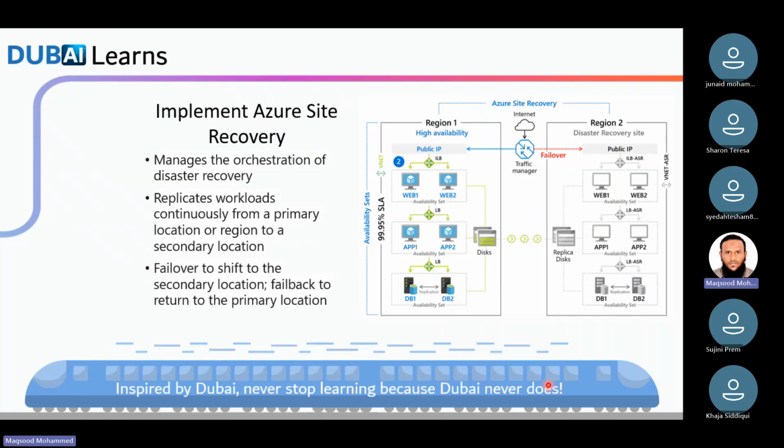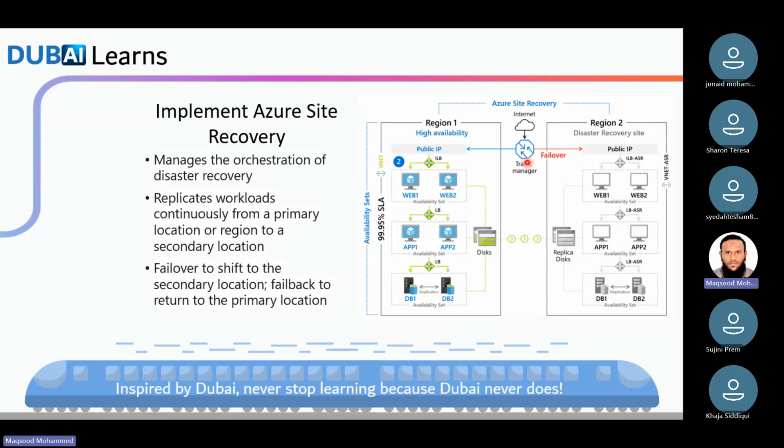Manage the orchestration of the disaster recovery. Replicate workloads continuously from a primary location or region to a secondary location. Failover to shift to the secondary location, fail back to return. So the complete operation is taken care of by Azure Site Recovery. So this is again a service from Microsoft, which you can use to replicate the whole region to another region. So you don't have to build everything from scratch and configure. You can copy the whole region's Azure components, virtual machines, databases, everything to the secondary region, and it continuously keeps updating that.